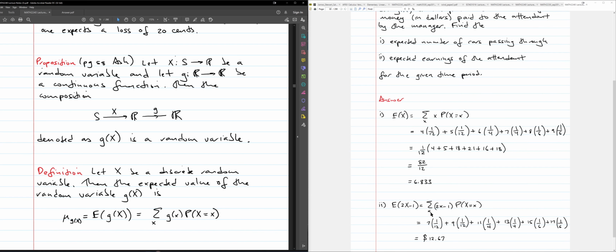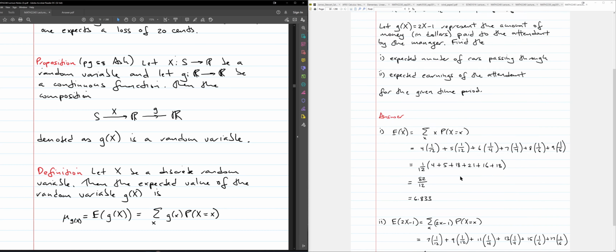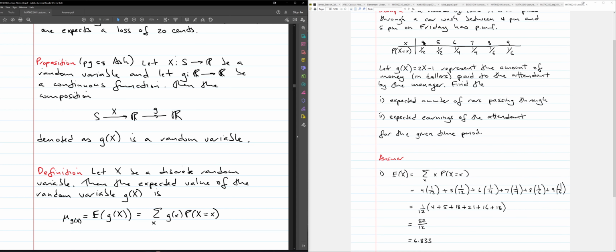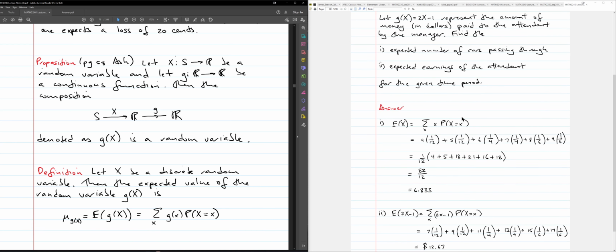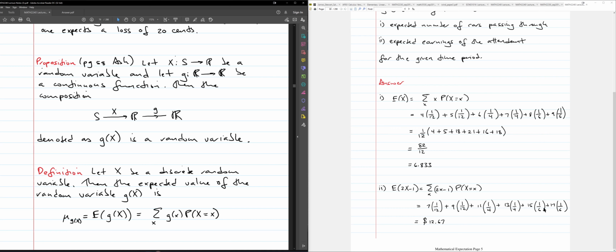So you do it for each value of x here. You calculate the corresponding values of g of x, you use the probabilities from the original PMF table, you write out your sum, and then you work out your answer, which in this case is $12.67.